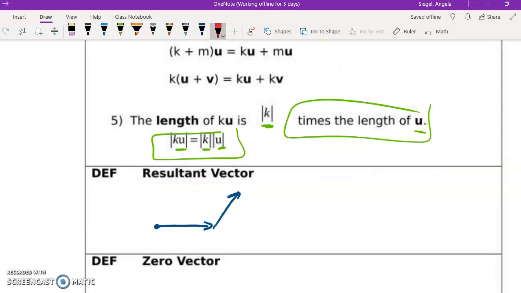We're going to talk about 3 more things that you're going to come in contact with. The first thing is a resultant vector, and that is a vector sum.